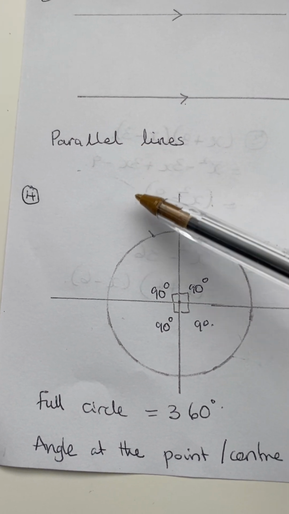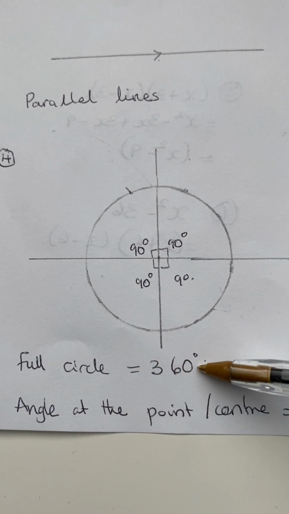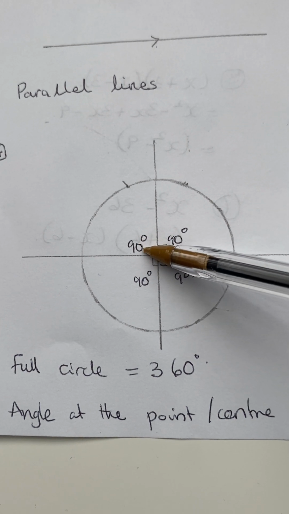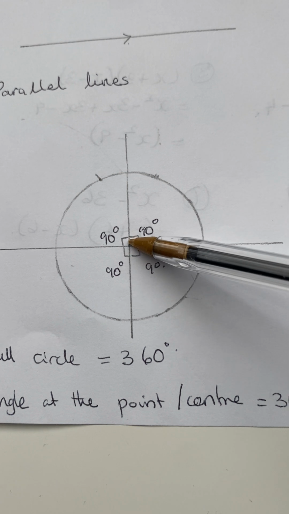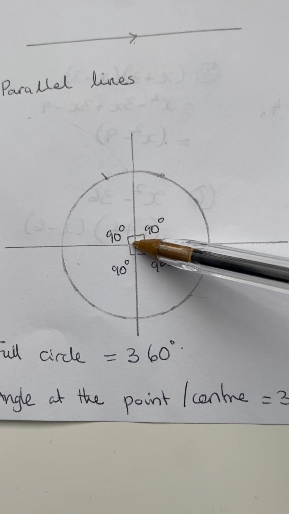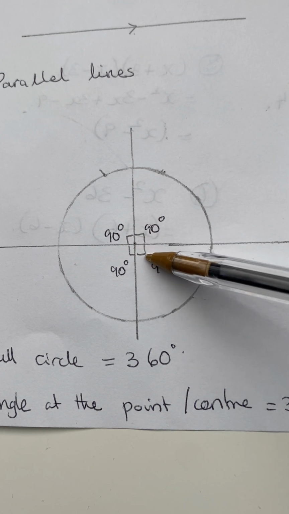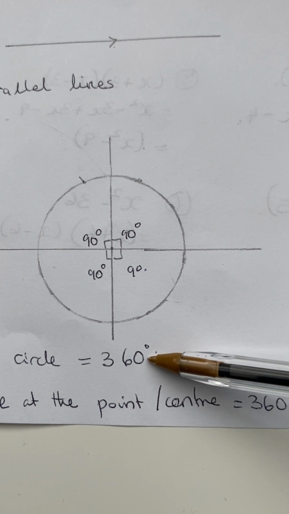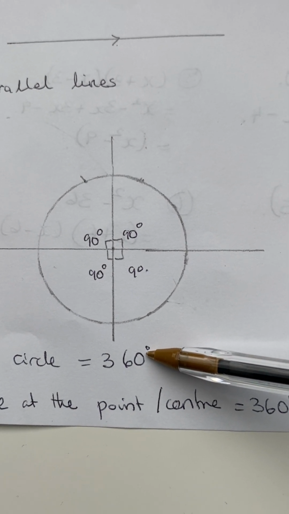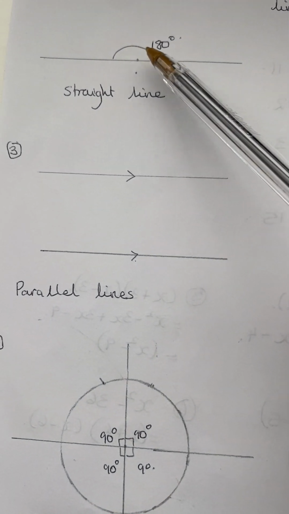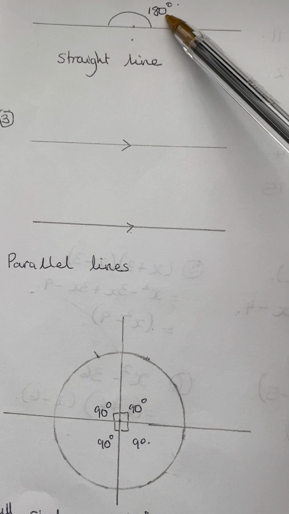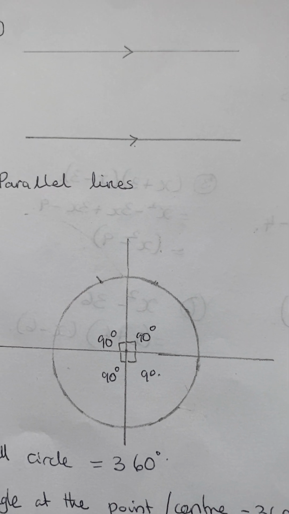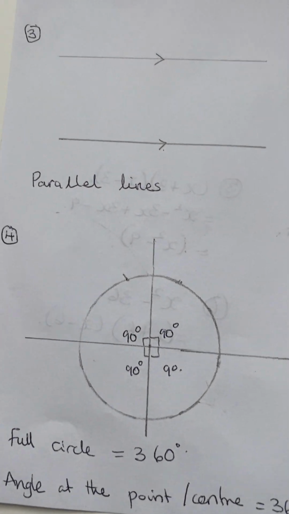Now, the fourth one is the full circle. The angle inside the full circle is 360, or the angle at a point. So if I take this point and I go all the way around, it's 360. Okay, so it's 360 degrees. This is what I mean. Everything I've said so far is in degrees, not degrees as in temperature, but degrees as in angles. So that's our fourth one.